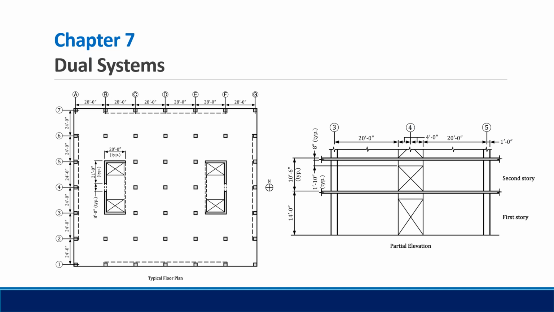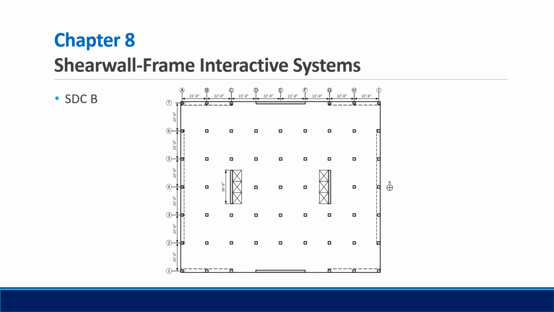Shown here is the building in example 7.2, which utilizes a dual system with reinforced concrete, ductile coupled walls, and special moment frames in the north-south direction. In the east-west direction, there are special structural walls in combination with the special moment frames. Shear wall frame interactive systems, which are permitted to be used in buildings assigned to Seismic Design Category B, are covered in Chapter 8.